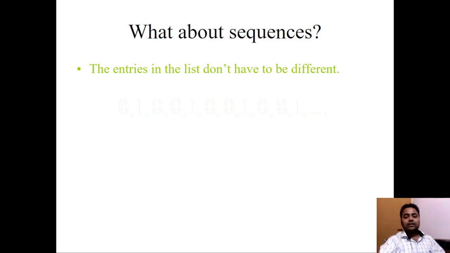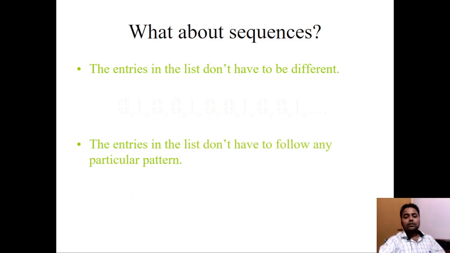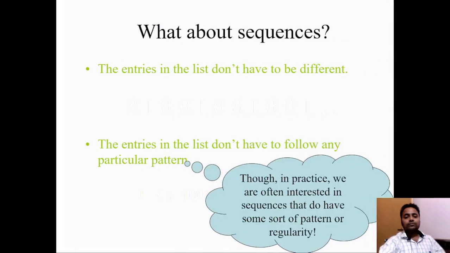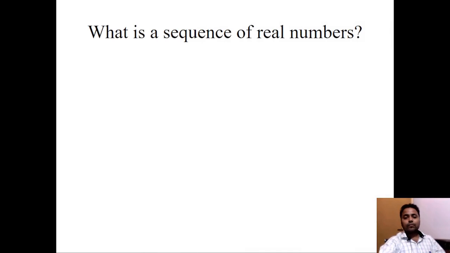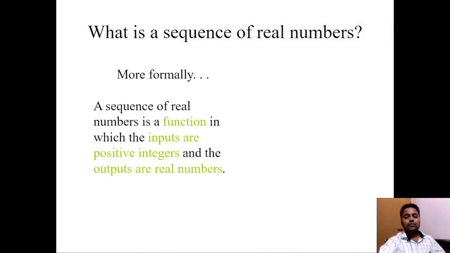The entries in the list don't have to be different. The entries in the list don't have to follow any particular pattern. A sequence of real numbers is a function in which the inputs are positive integers and the outputs are real numbers.